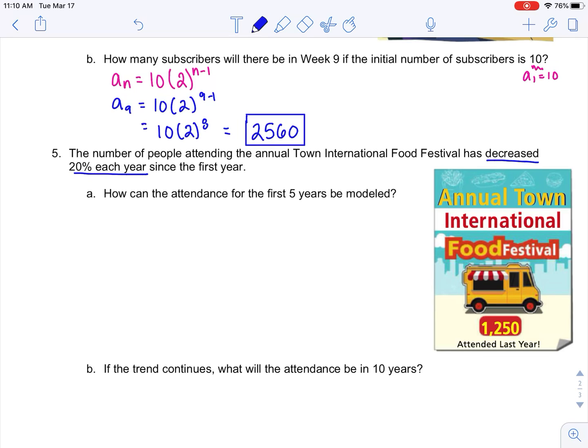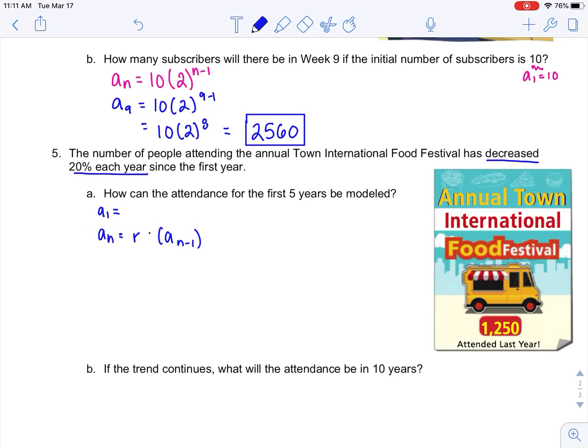So that means we're going to want to use our recursive formula. Remember, with the recursive formula, you have to tell me a_1 equals, and then the formula is a_n equals r times a_(n-1), and that n minus 1 is a subscript, so that's like the previous term. Be careful with this one though. Our rate, it's decreasing 20% each year. So that means our rate is going to be 80%.